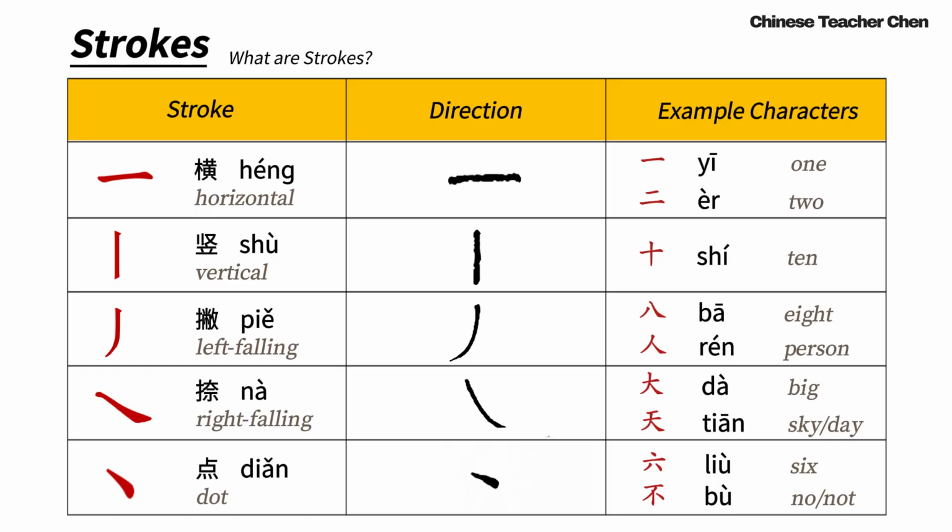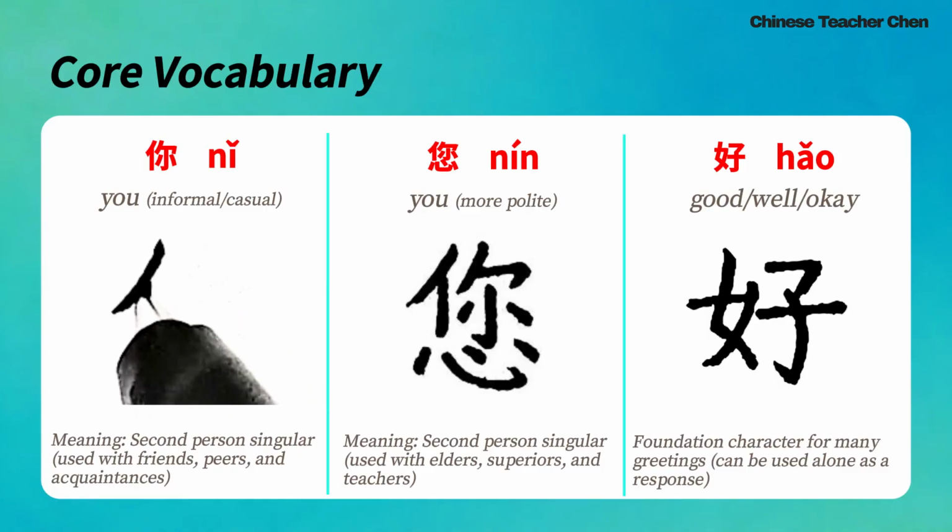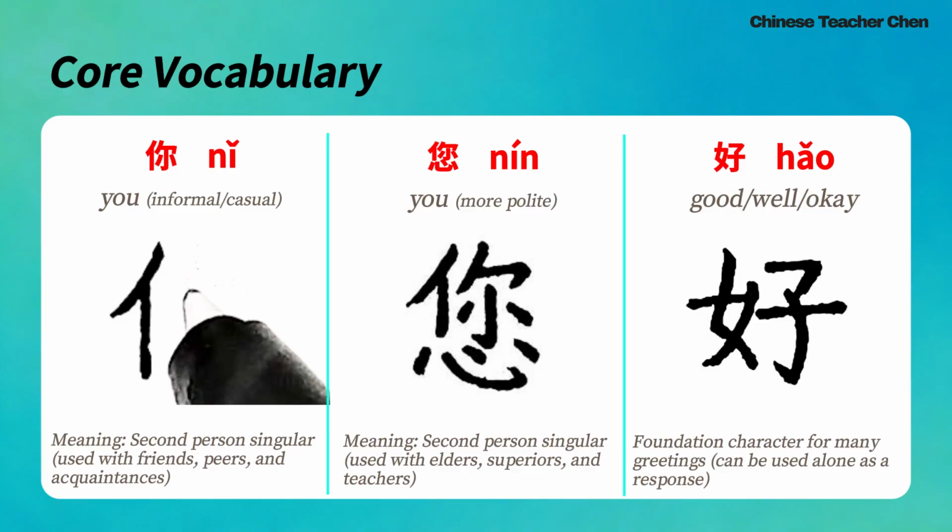And that's it, the 5 basic strokes of Chinese characters. Once you know these, you're well on your way to writing thousands of characters. Now, let's move on to essential words and greetings. First, some basic building blocks.